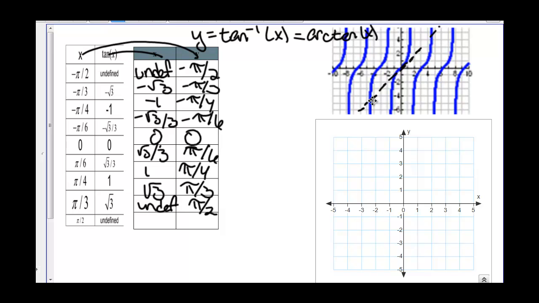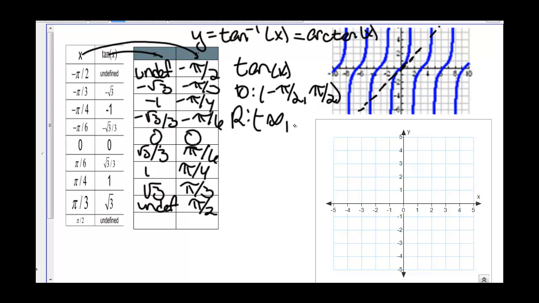Again, we're looking at what happens when we cross the line y equals x, when we flip our values. So here our tangent function has domain negative pi over 2 to pi over 2, and the range has negative infinity to infinity.